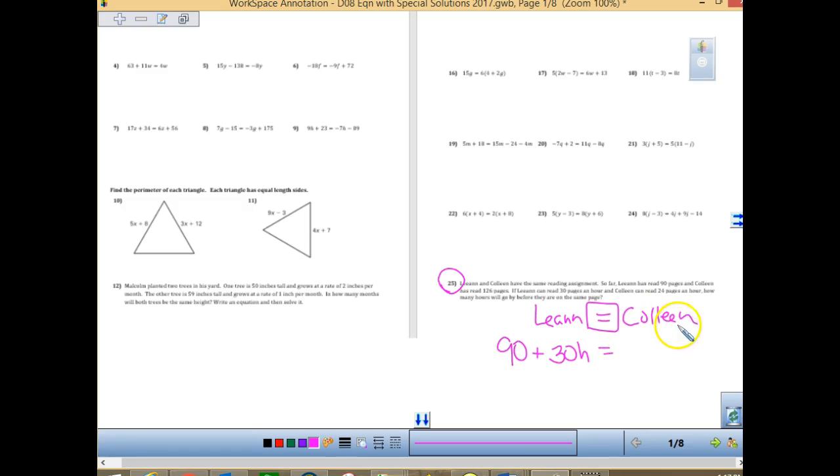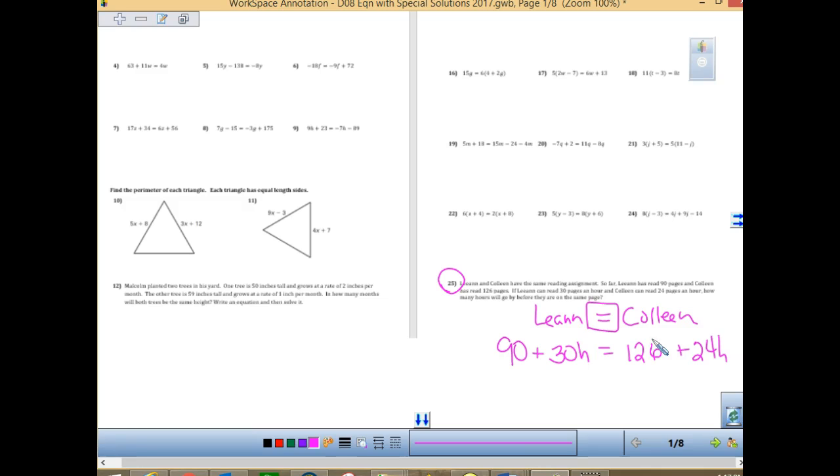Okay. Next, Haley, what do we know about Colleen? How many pages has she read? 126, is it? Yeah. Plus, what do we know, Kara? How many pages an hour is she reading? 24 pages. 24 each.